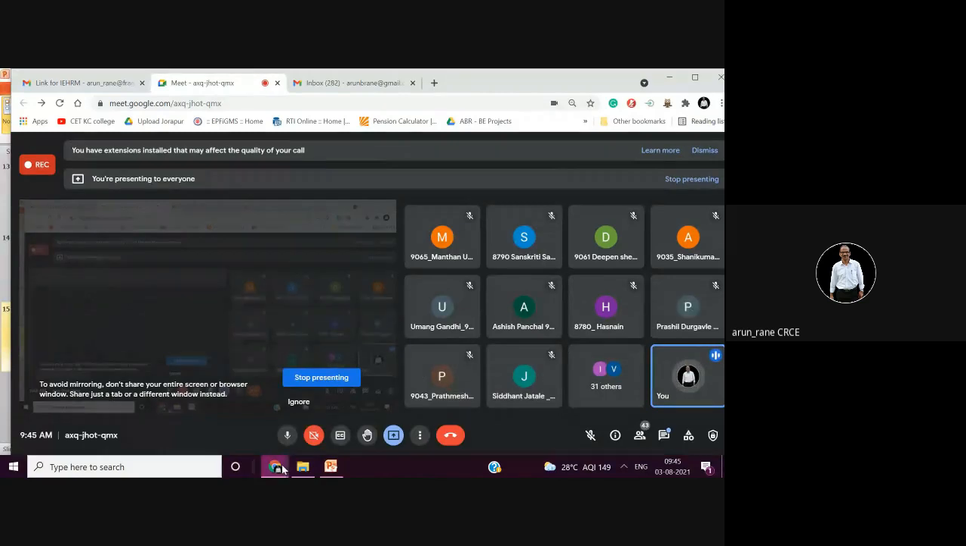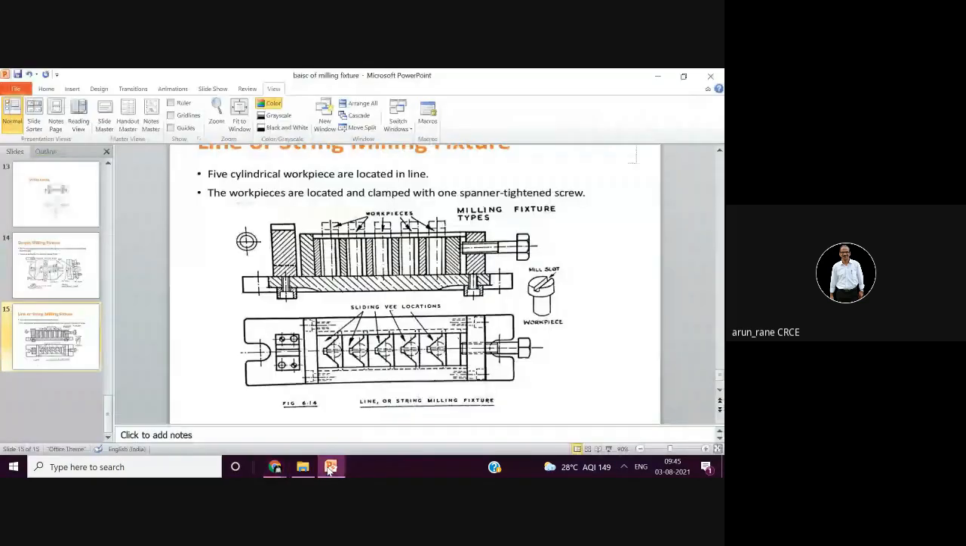Hello Shani, have you understood this drawing? ये 5 workpiece वाला drawing. Yes, sir. कौन सा ऑपरेशन हो रहा है इसमें? Milling, sir. ये slot. Line milling. Sorry, milling operation. Slot, ये top portion में जो slot है ना. हाँ, not side. वो ऑपरेशन हो रहा है. ठीक है. So yes, this is what is called as the line and string milling fixture. ठीक है.